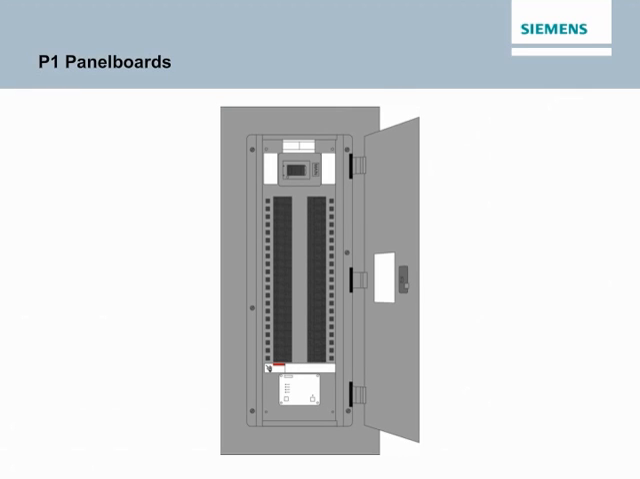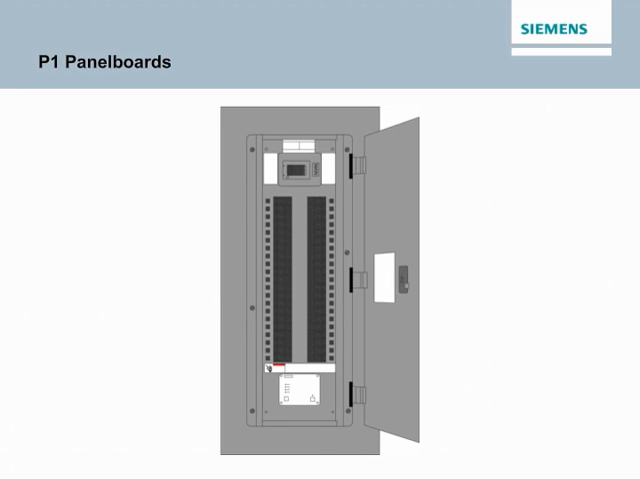P1 panel boards have the following features. Interiors have no top or bottom. To change from top feed to bottom feed, simply invert the interior. The dead front labeling is always right side up. Ratings from 125 through 400 amp for main lug panels and 100 through 400 amp for main breaker panels.